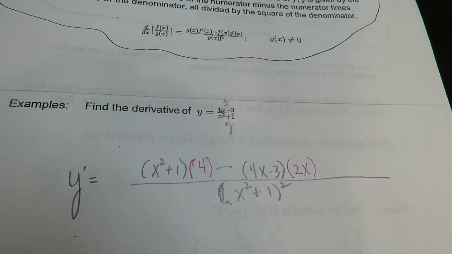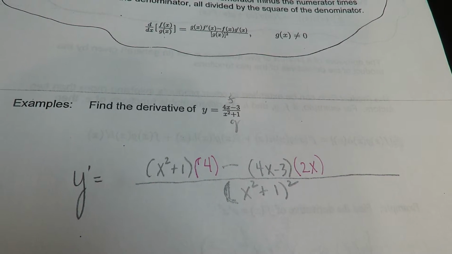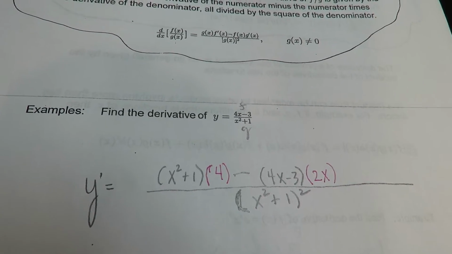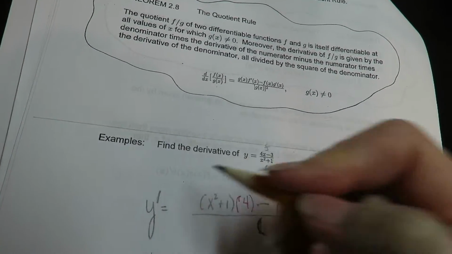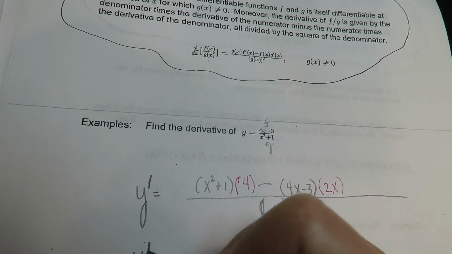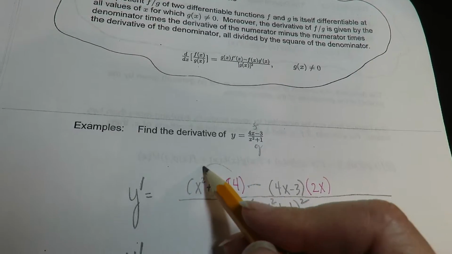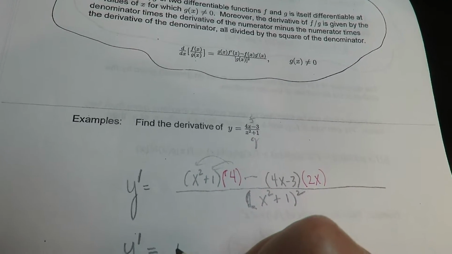The derivative is done. It's just the simplification that is the next step. I have to now make this look pretty. All right, so now here's the simplification stage. I'm going to distribute the 4 to each of these terms.